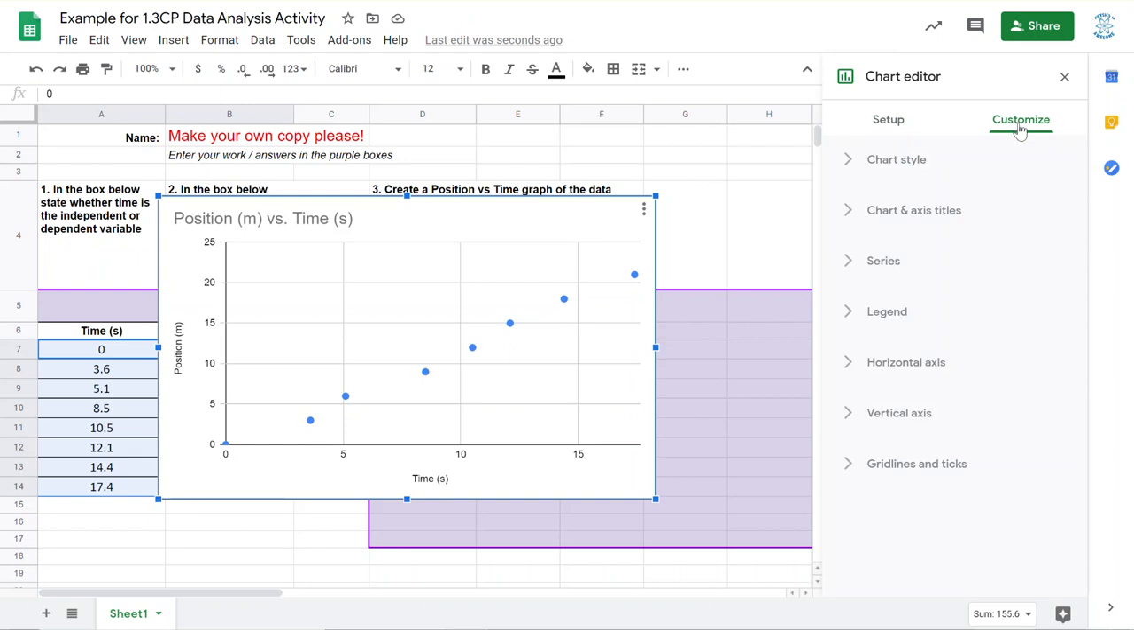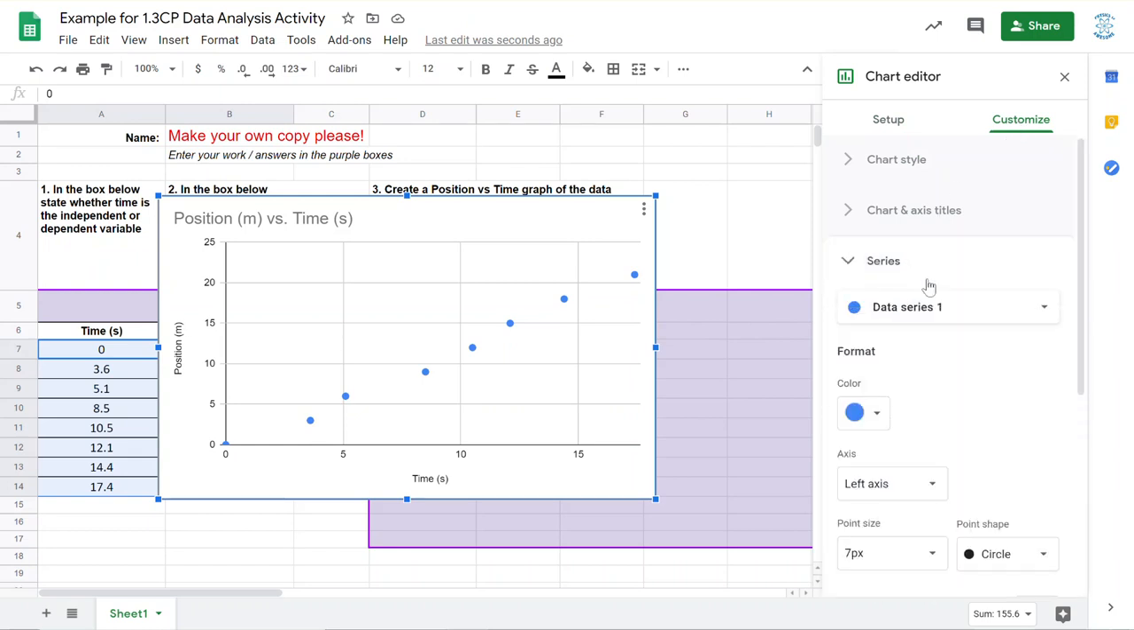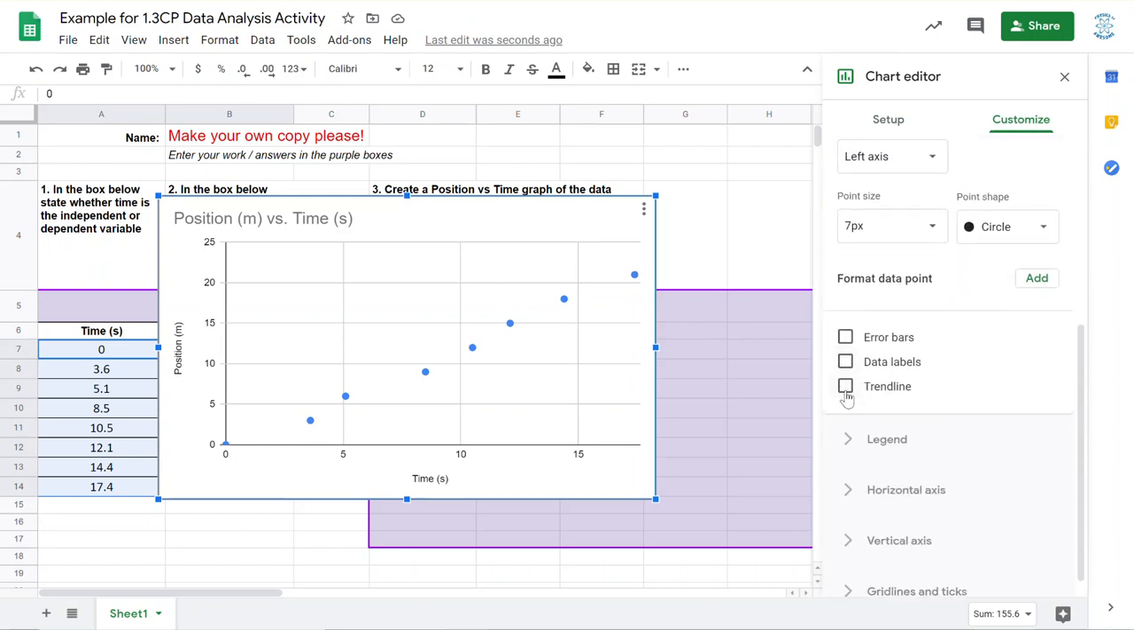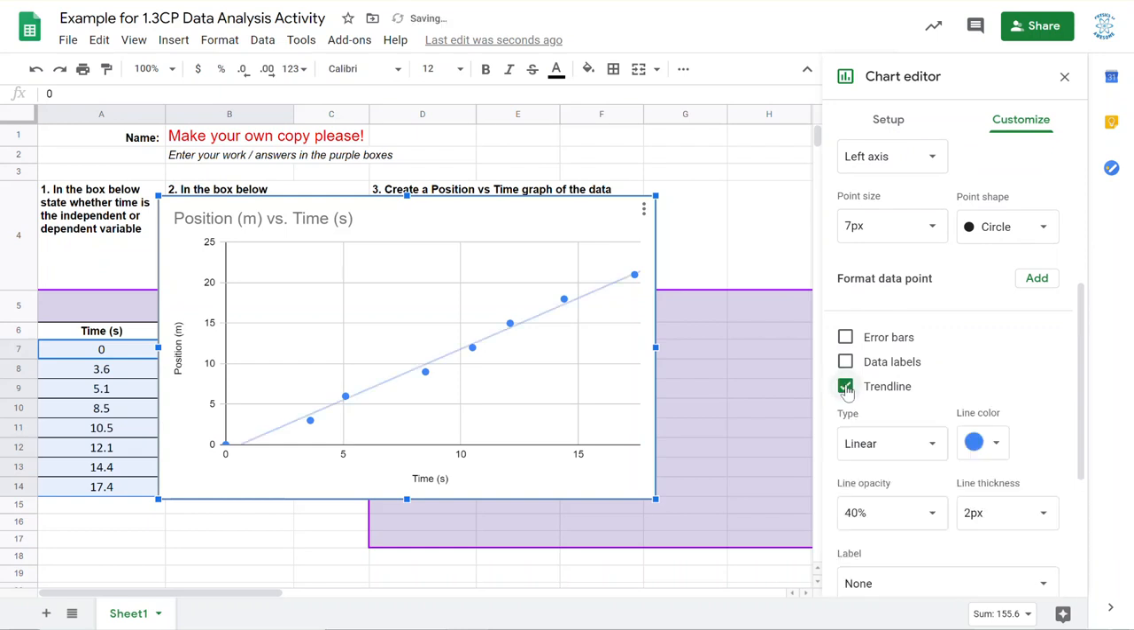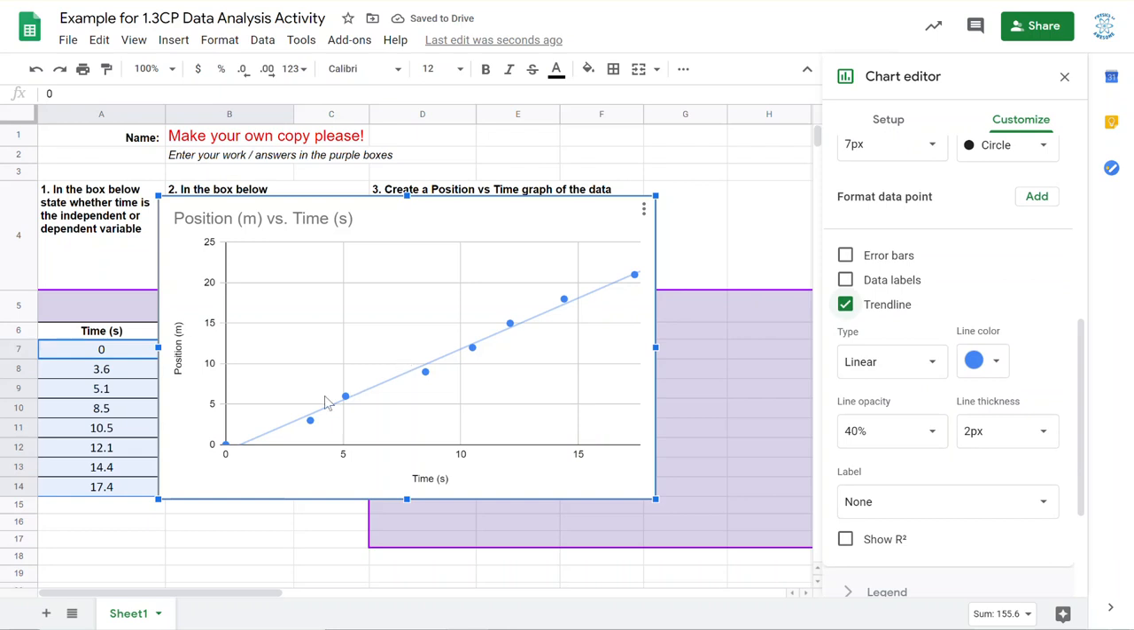So click Customize, click Series, scroll down, click where it says trend line. This lets you add a trend line. Now you'll notice that it is adding a straight line, a linear trend line. We might use some of the other trend lines, but for now, we just want to stick with linear.